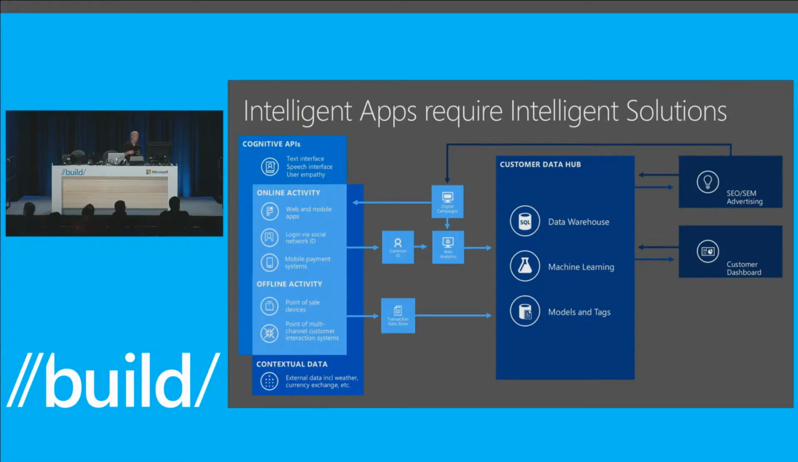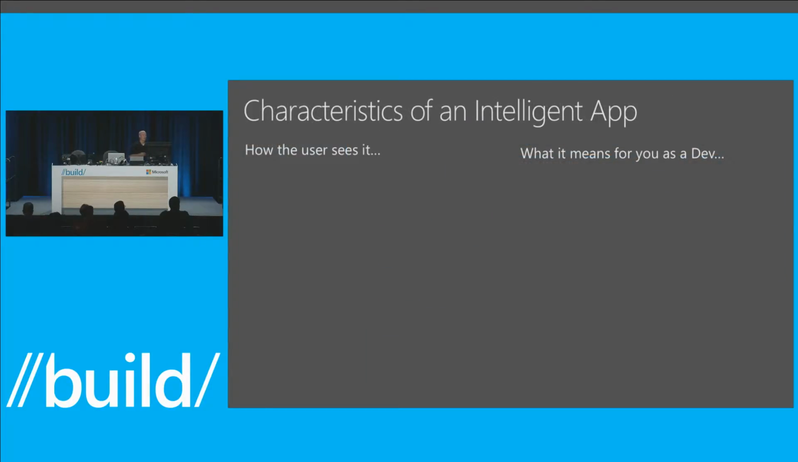And what's changed here is that the applications, partly because there are so many different form factors, but also partly because you really need, in order to have a relevant, compelling experience for the user, an intelligent system behind the applications. So let's look at the characteristics of an intelligent app, both from the perspective of the user and then what it means for us as developers.